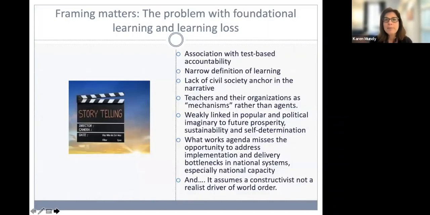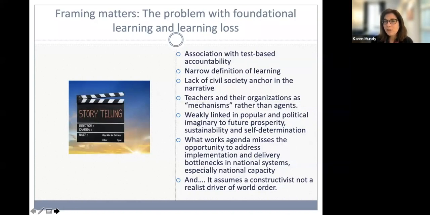And then just finally, I think that the prescription that Bahari sets out has much to recommend it, but I am very worried about the fact that it's been framed poorly, that we have created an association between test-based accountability and foundational learning that isn't one that can be broadly embraced by teachers as professionals, that we've too narrowly defined what learning is, and in a way that can never make countries feel happy. No matter how lacking in resources a country is, the notion that all their kids need to learn is literacy is never going to go over well. We've failed to bring a civil society anchor into the narrative about foundational learning.